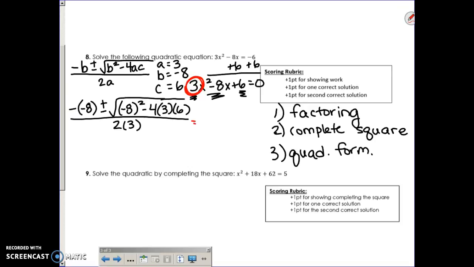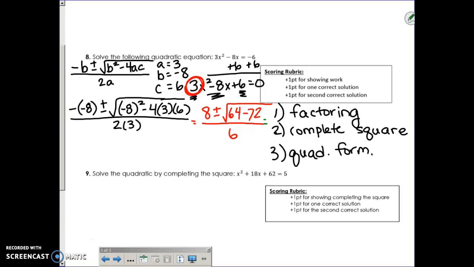All right, we'll do the next step in red. Negative 8 is going to become positive 8. In the square root, negative 8 squared is positive 64, minus 4 times 3 times 6. 4 times 3 is 12. 12 times 6 is 72. And then it's all over 6.